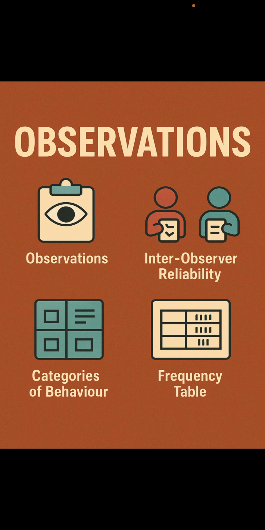Therefore, what you do is you decide what you're looking for. For example, you might be looking for aggression, and before you do your observation, you pre-plan all of the potential examples of aggression that you might see. For example, you might see things like punching, swearing, hitting, kicking, screaming. These would all be categories of behaviour.